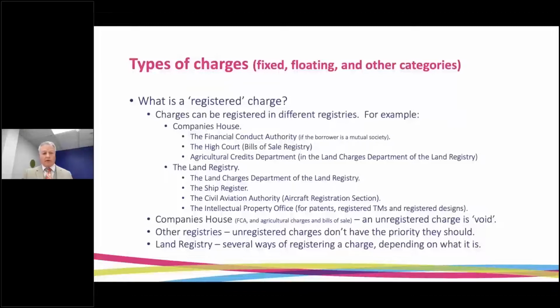and then there are the others, which I suppose you could call the voluntary registers, and the best known of those is the Land Registry, which, as you'd expect, deals with land, or most of the land in England and Wales. There's the Land Charges Department of the Land Registry, which runs a different registration system for the land that is not registered at the Land Registry. There's the Ship Register for ships. The Civil Aviation Authority runs a registry for aircraft, and the Intellectual Property Office runs a registry for patents, registered trademarks, and registered designs. And charges and mortgages over land, ships, aircraft, and intellectual property can all be registered at those respective registries.